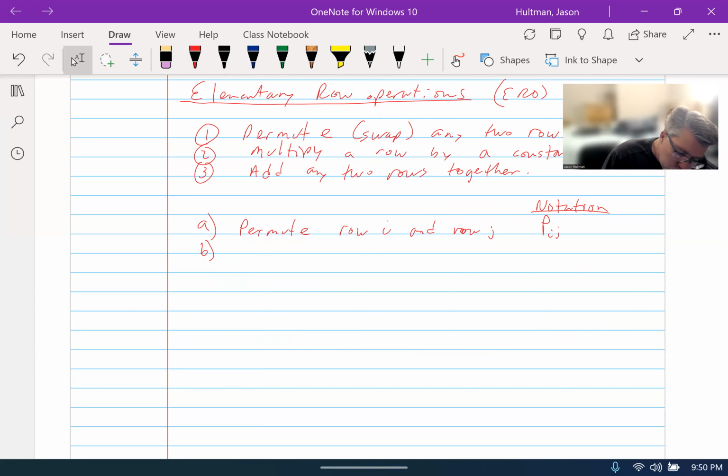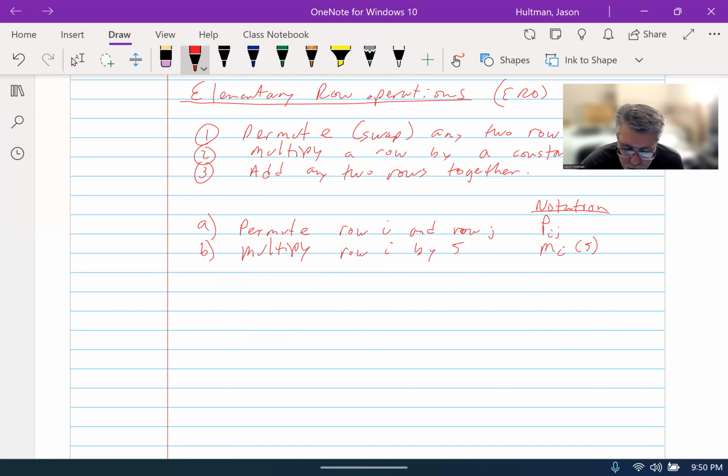Okay. If we multiply row i by a constant, say multiply row i by 5, that would be M sub i, and then we would put 5 in parentheses. So if row 2 is going to get multiplied by 5, it's M sub 2, and then multiply by 5.